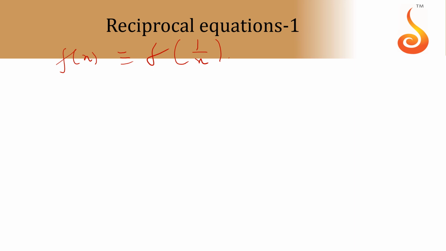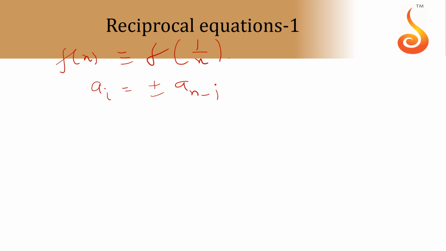Then from that, what you will get? There are two possibilities you will get. a_i equal to plus or minus a_(n minus i). Means you take f of x as some a naught x power n plus a1 x power n minus 1 plus so on a_n. f of 1 by x you calculate. Those two should be same. So coefficients, if you compare, you will get a_i equal to plus or minus a_(n minus i).